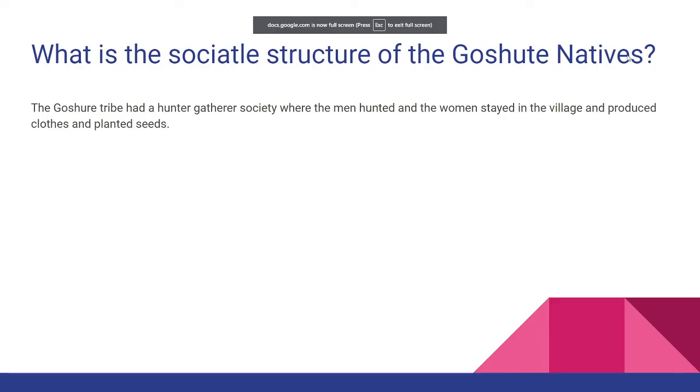So what was the societal structure like for the Goshute natives? Well, with the Goshute natives being a hunter-gatherer type society, the men would go out and hunt for small animals and seeds, and they'd bring these goods home to the women, so they could continue to hunt, and the women would plant the seeds and make clothes and other things out of the fur from the animals.